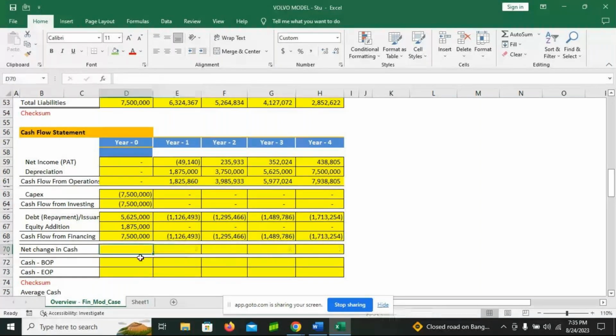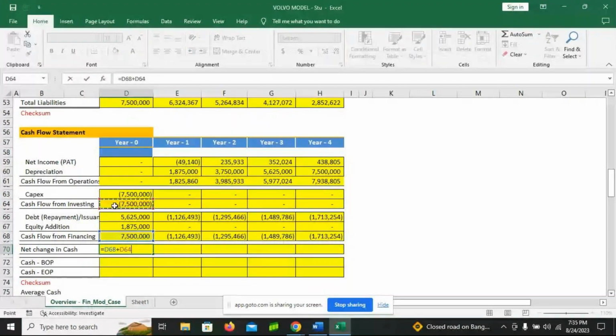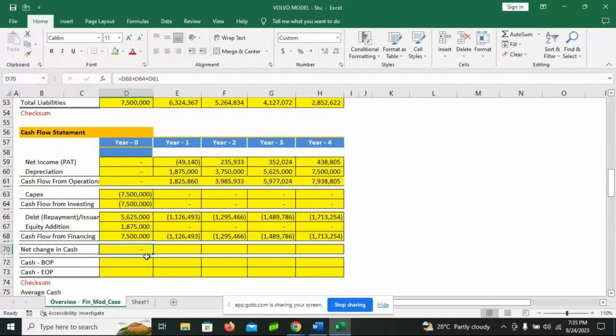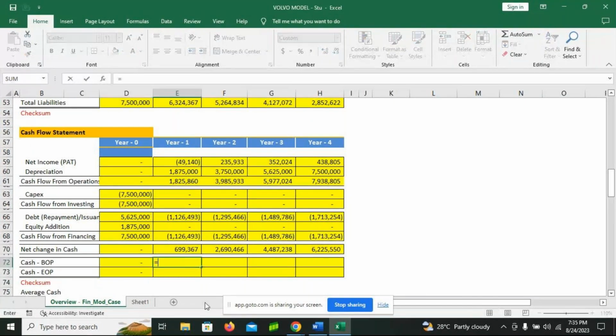So net change in cash, if you see, equals D68 plus D64 plus D61. So cash flow from operation, CFO, CFI and CFF. We are going to take it and then drag it. So beginning of the period, at year 0, there is nothing. At the next year, the first year, the end of the period will come here.